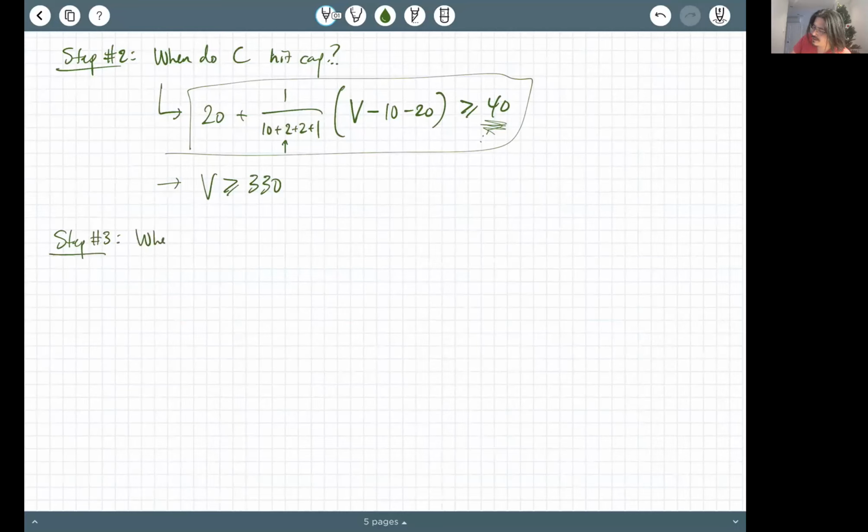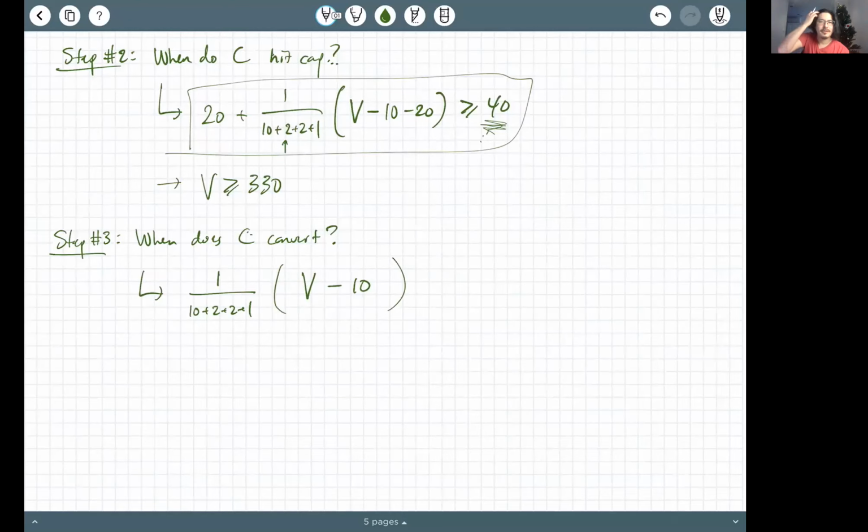is when does C convert? Well, that happens when their payoff from conversion, what is their payoff from conversion? Their payoff from conversion is going to be that they own 1 out of 15 million shares, of what? V minus 10. Because even when they convert, Series B still has their 10 million in liquidation preference. They're never going to give it up because they've got participating preferred. That's got to be greater or equal to 40.